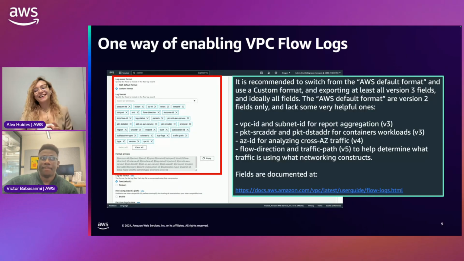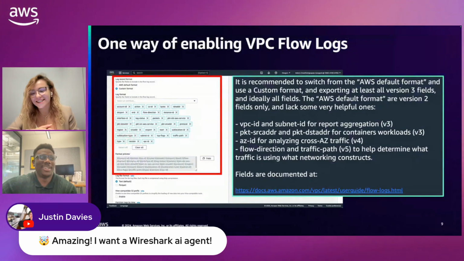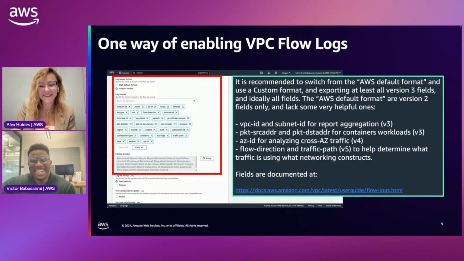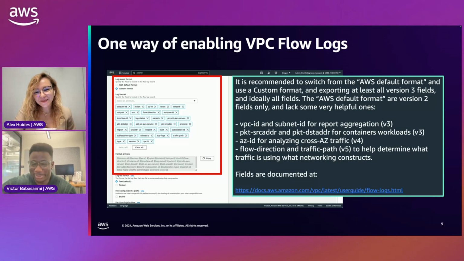Oh, you want to know? Justin wants a Wireshark agent. Let's take that as an action item. Maybe we publish it. That would be really cool. Yeah, we should have one.